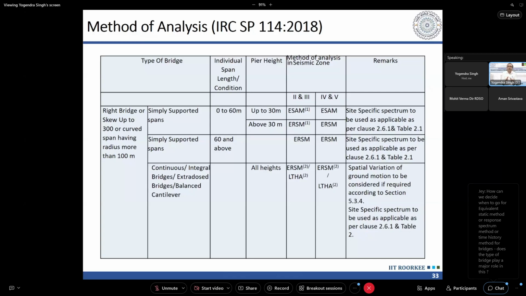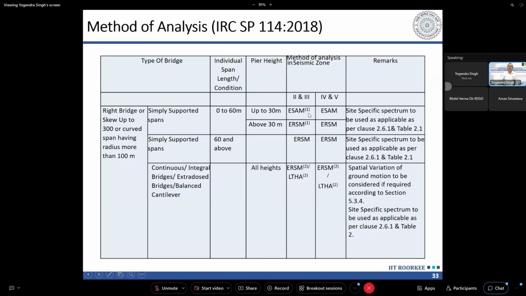And SP 114 provides guidelines in more detail for analysis of bridges for earthquake. And it provides which type of analysis is applicable in which case. In which case we can go for equivalent static method. So this ESAM is the equivalent static analysis method or elastic analysis method, we can say, or equivalent static method.